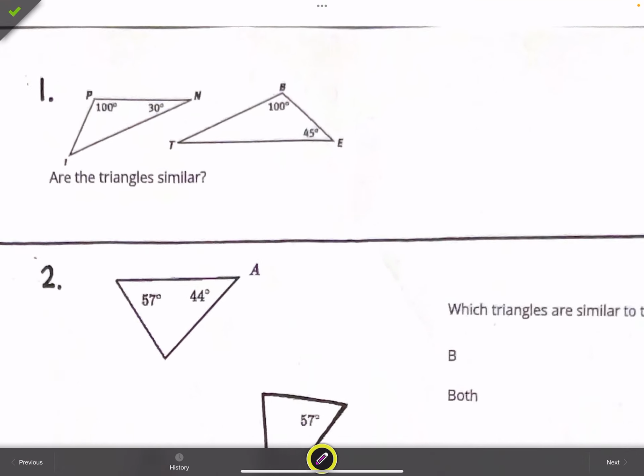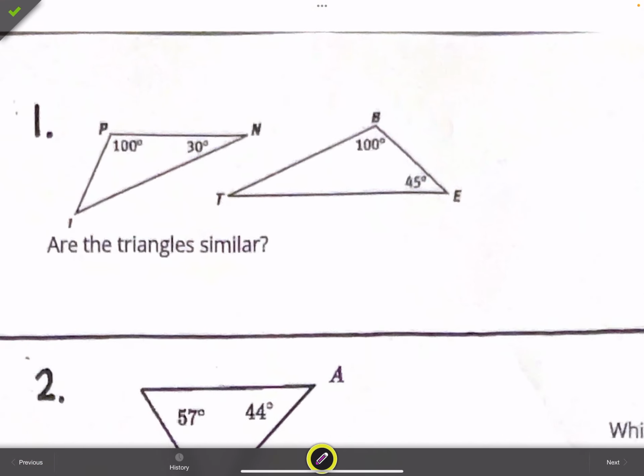Number 1, are these 2 triangles similar? Now, starting out, I say, hey, angle P is congruent to angle B. They're both 100 degrees. But then I look and say, well, angle N does not match. It's not congruent to angle E. And then I have no numbers on angle I or angle T. Before we decide we don't have enough information, what you do want to do is figure out your missing angles. So we want to know this angle and this angle. So how do we do that?